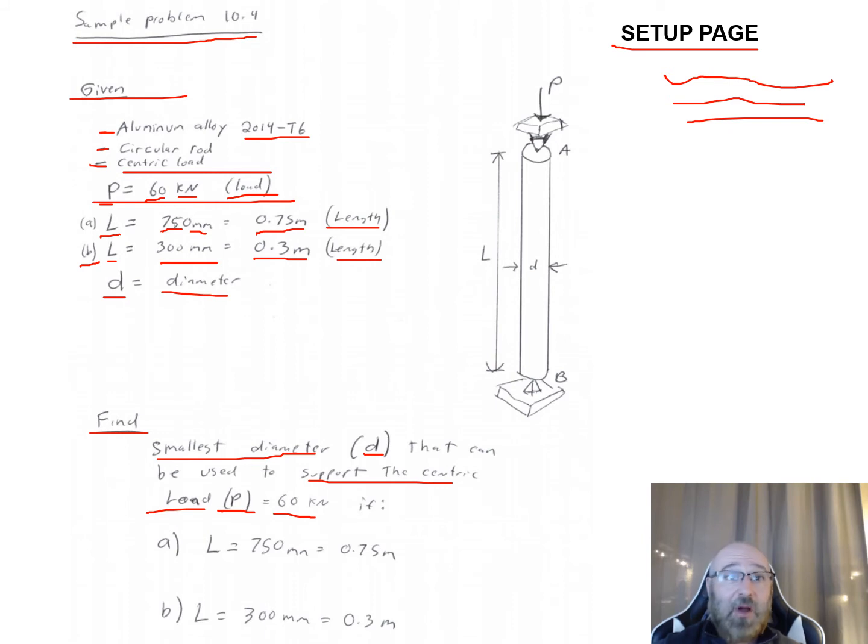So for part A, L is equal to 750 millimeters, or 0.75 meters, and for part B, L is equal to 300 millimeters, or 0.3 meters.